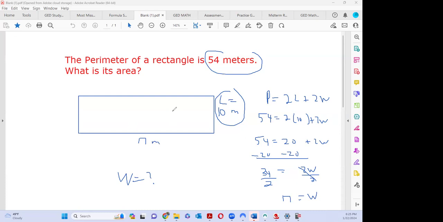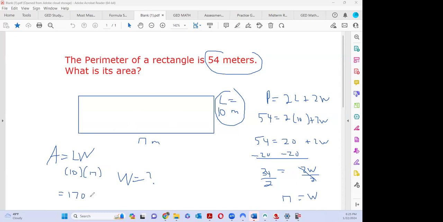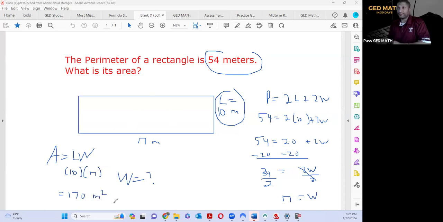So I need to find the area. Well, area equals length times width. I know my length, 10. I know my width, 17. My area is 170 meters squared. That's it. That's how you do that. But don't get confused by that length and width stuff.